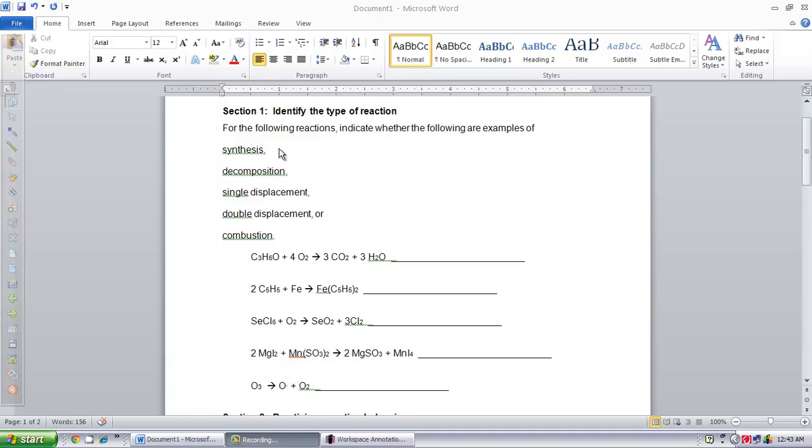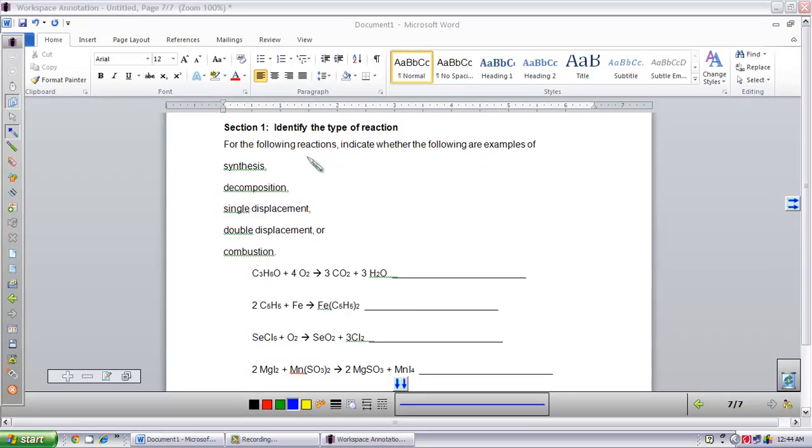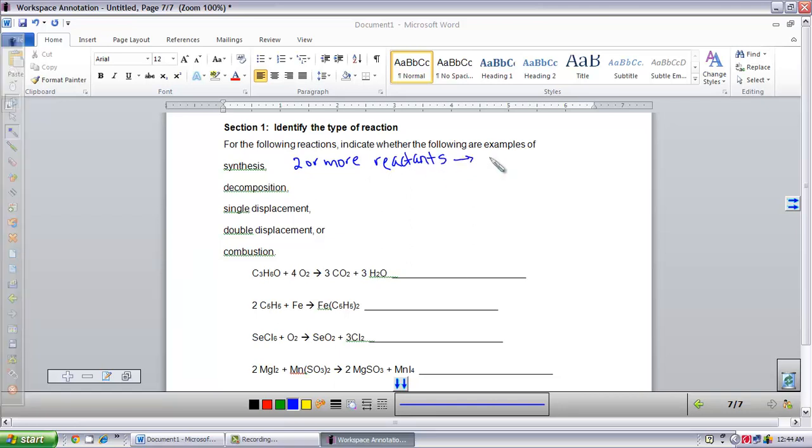You've got the synthesis reactions. This is where you're creating something. You have at least 2 or more reactants, and they combine to form one product. In a decomposition, you have one reactant that decomposes or breaks up into 2 or more products.